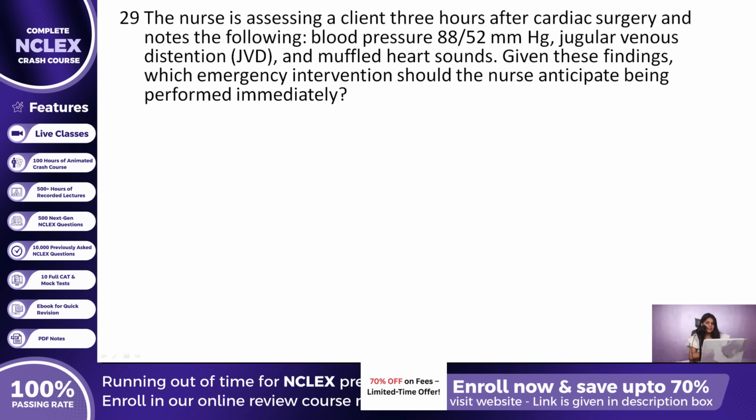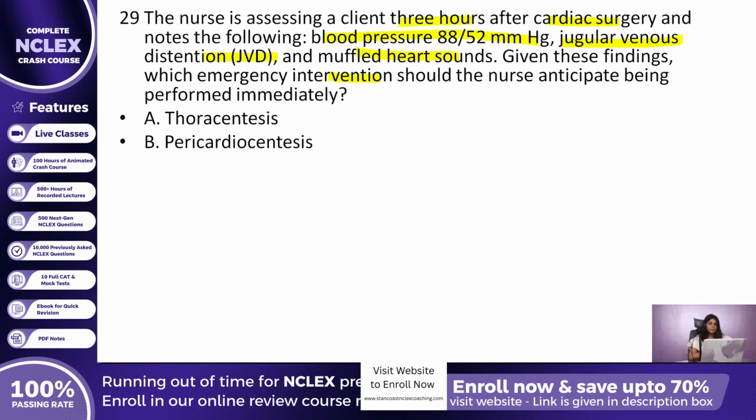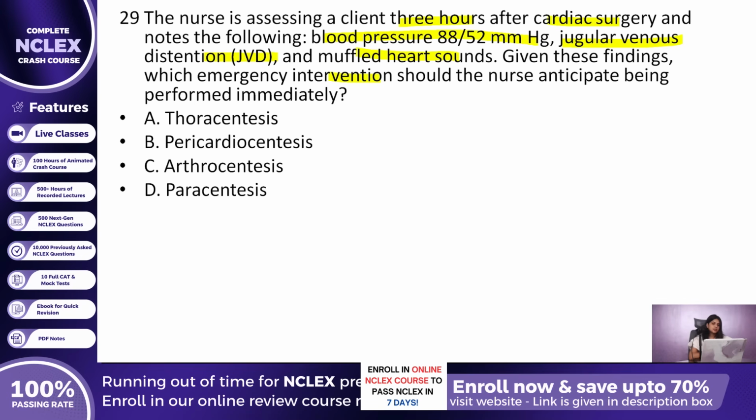The nurse is assessing a client just 3 hours after cardiac surgery and observes a concerning combination of symptoms: a blood pressure of 88/52 millimeters of mercury, jugular venous distension, and muffled heart sounds. These findings strongly point toward a life-threatening condition. The options for immediate intervention are option A, thoracentesis, option B, pericardiocentesis, option C, arthrocentesis, and option D, paracentesis.